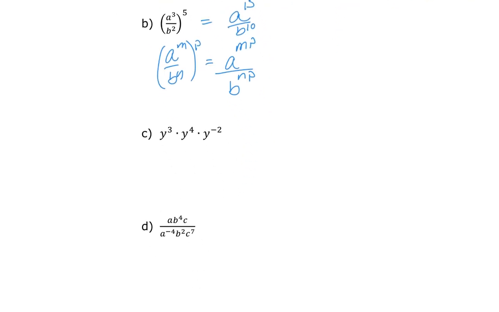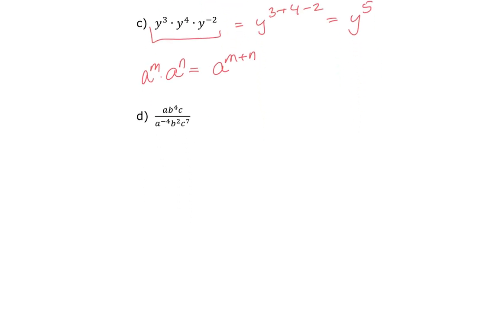When we have like bases, such as this, when we're doing a to the m multiplied by a to the n, we add exponents of like bases. So in this case, this would be y to the 3 plus 4 minus 2, which is y to the 5th.